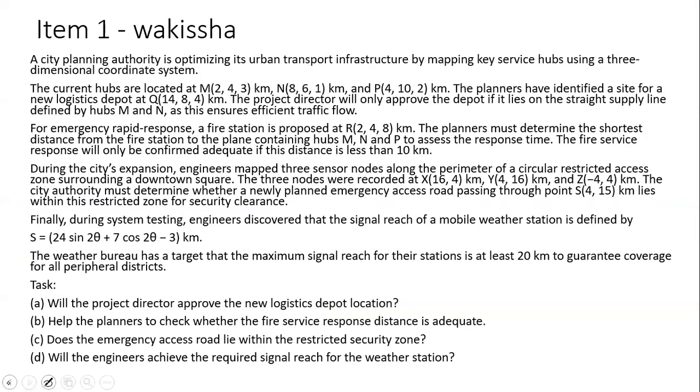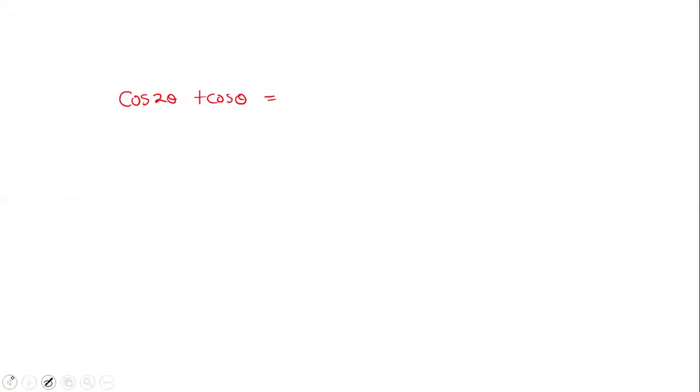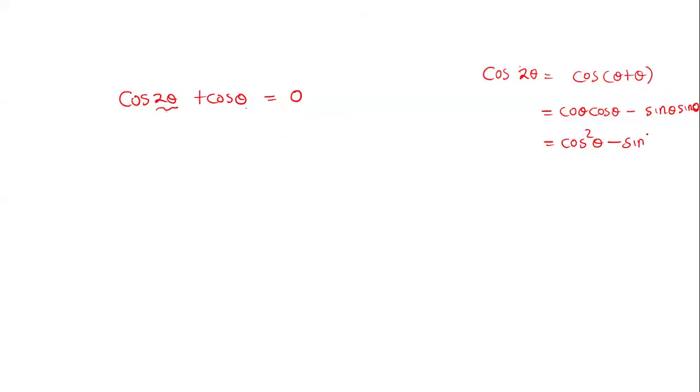So now for such a case, it was cos of 2 theta plus cos theta. Let me be sure, was it 2 theta? Okay, yes, cos of theta. Now for such a case, you first write this. You must first express these ones in the same angle. So there you can use your trigonometry: cos of 2 theta is the same as cos of theta plus theta, which is cos theta cos theta minus sine theta sine theta. So this gives you cos squared theta minus sine squared theta.